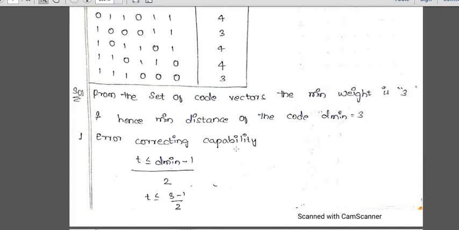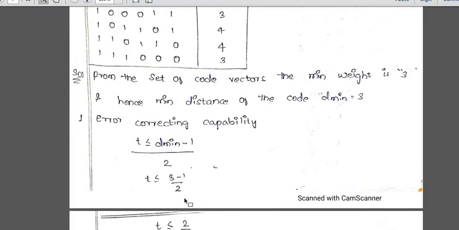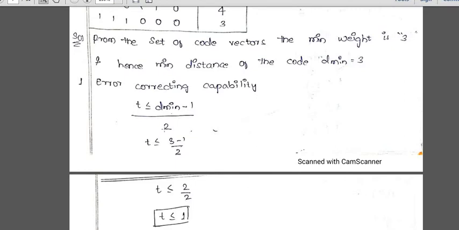Small t is less than or equals to (d minimum minus 1) divided by 2. So how much do you get? 3 minus 1 divided by 2, that is 2 divided by 2. Obviously you get 1. So your error correcting capability is t less than or equals to 1.